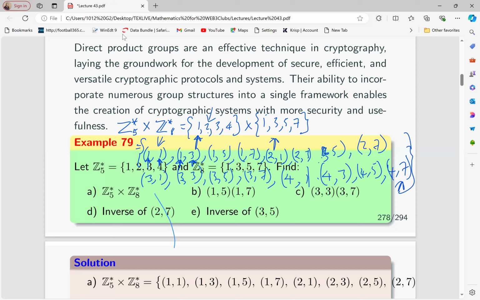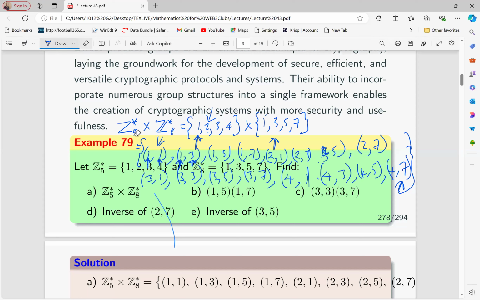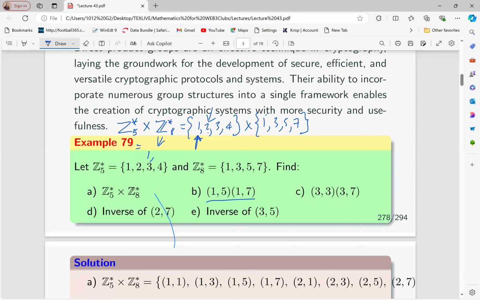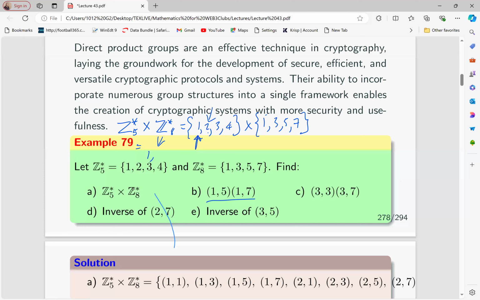Now, the question is, are we able to multiply the elements of a direct product group? Are we able to multiply? When you multiply, you must get another element of that group. So we mean that the group is closed under multiplication.